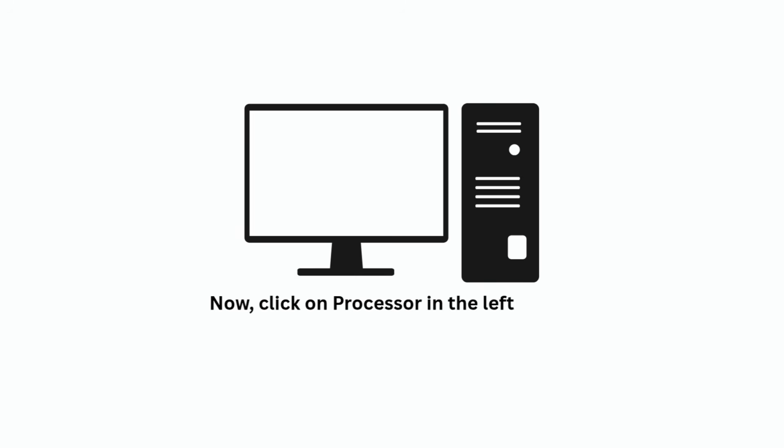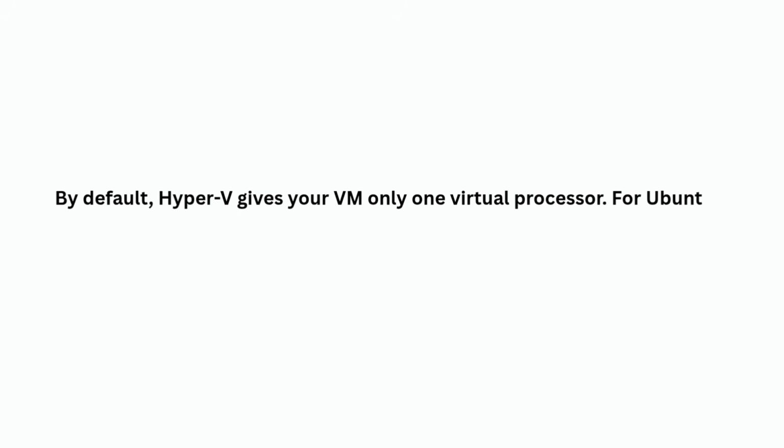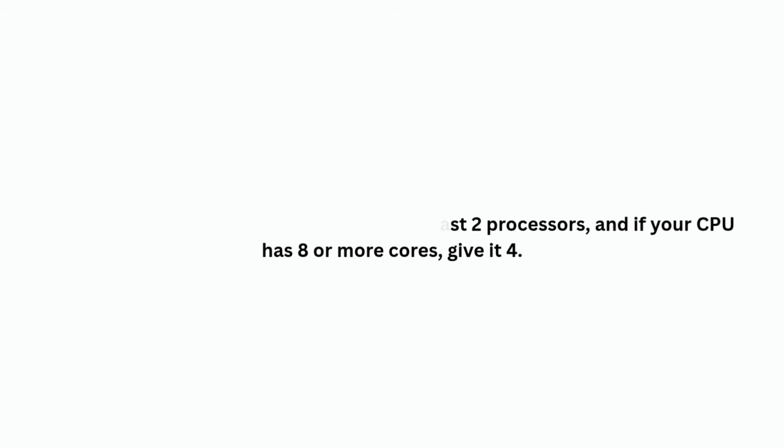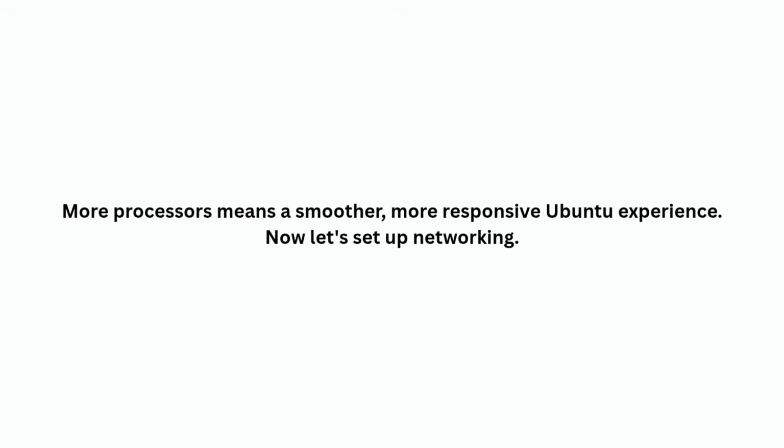Now click on Processor in the left panel. By default, Hyper-V gives your VM only one virtual processor. For Ubuntu, I strongly recommend increasing this to at least 2 processors, and if your CPU has 8 or more cores, give it 4. More processors means a smoother, more responsive Ubuntu experience.